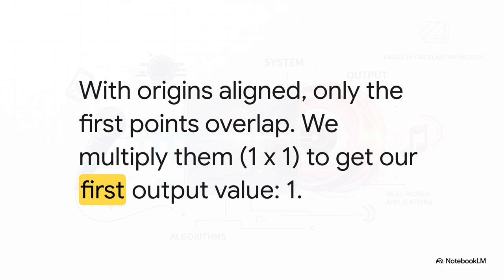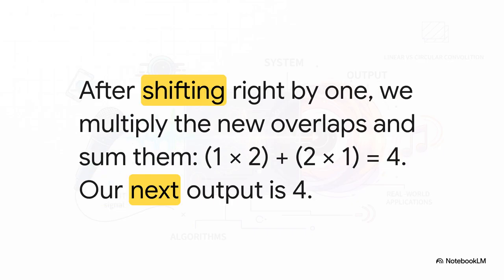With the origins aligned, only the first numbers overlap, so we multiply them. 1 times 1 is 1. Since nothing else is overlapping, the rest is just 0. So our very first output value, y of 0, is just 1. Easy, right? Okay, what's next?